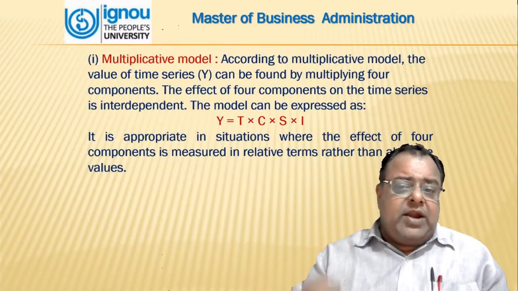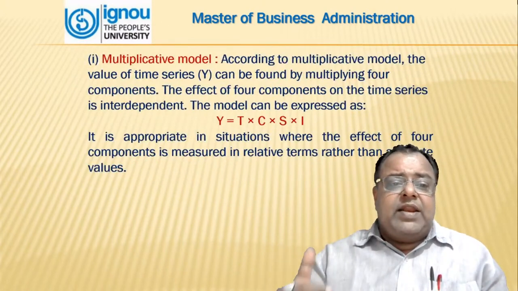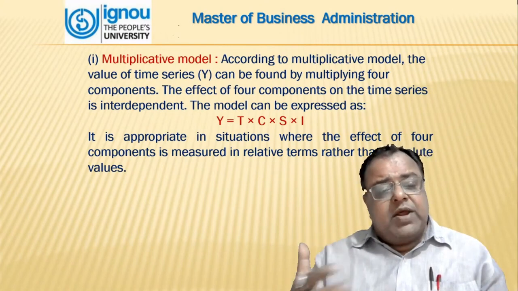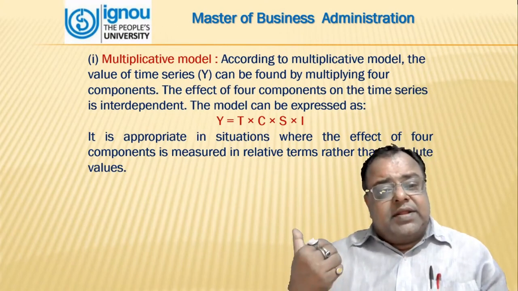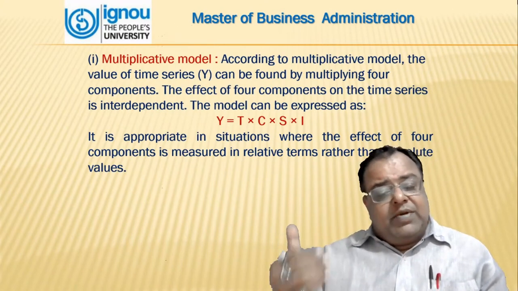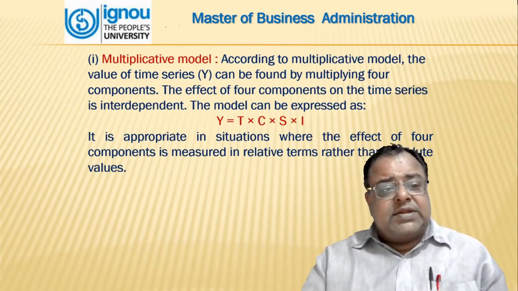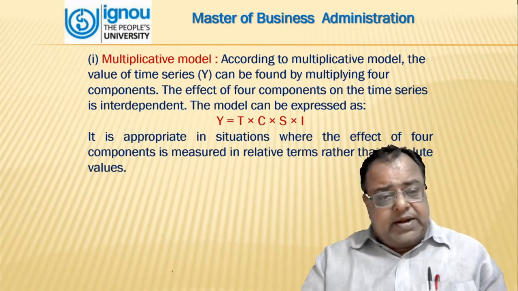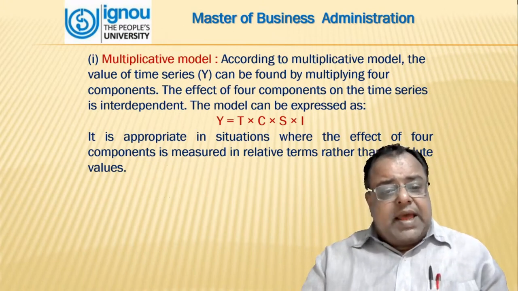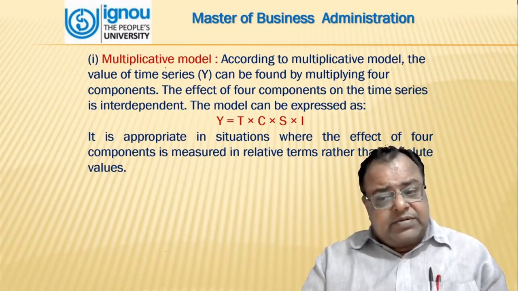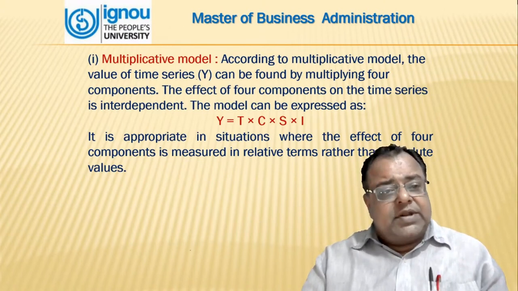Multiplicative model. According to the multiplicative model, the values of time series y can be found by multiplying the four components, that is T into C into S into I. The effect of the four components on the time series is interdependent. It is appropriate in situations where the effect of the four components is measured in relative terms rather than absolute values.